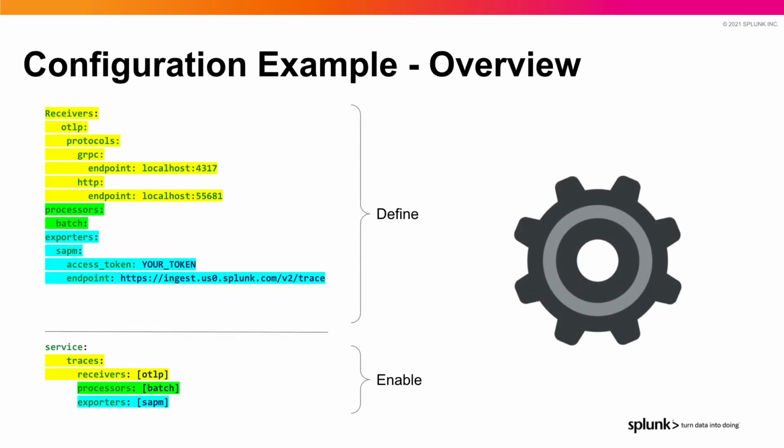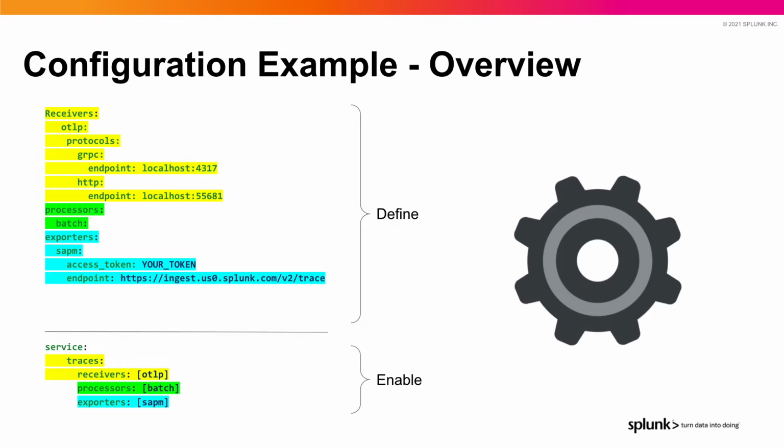Now let's take a look at the OpenTelemetry configuration. Here's an example. You can see that the configuration is broken down into two sections, define and enable. And it's broken down in YAML language, so it's pretty easy to modify.